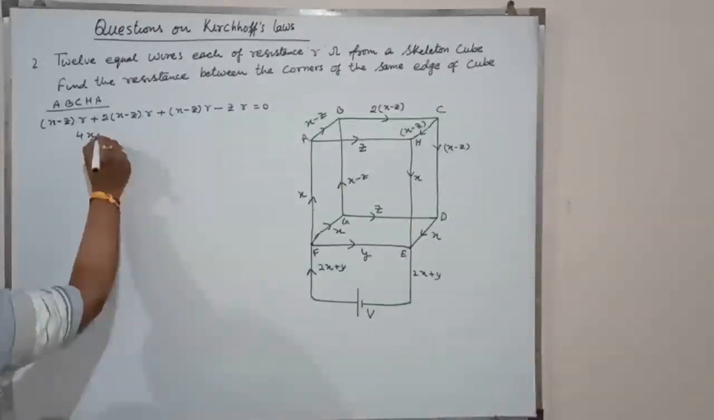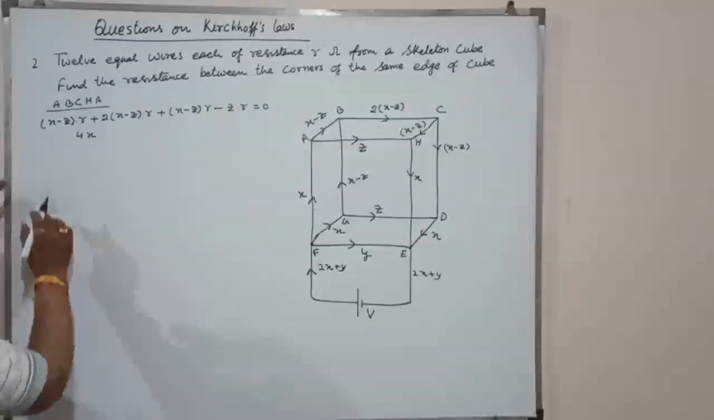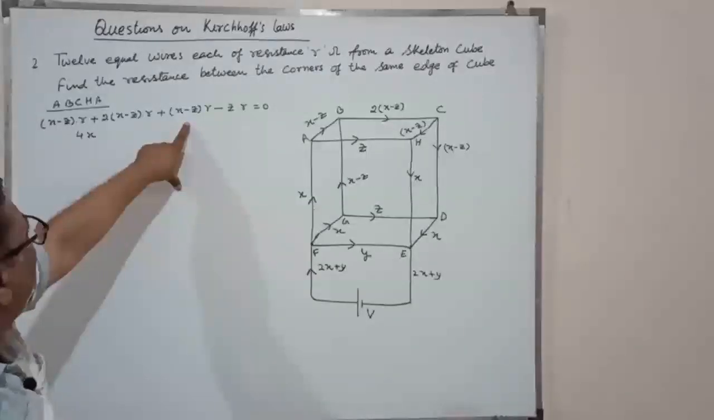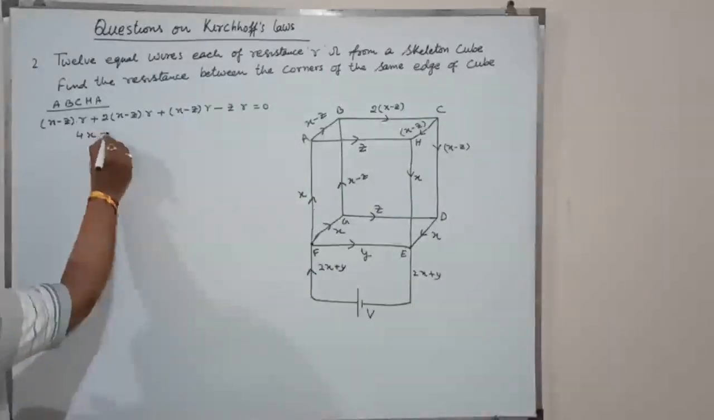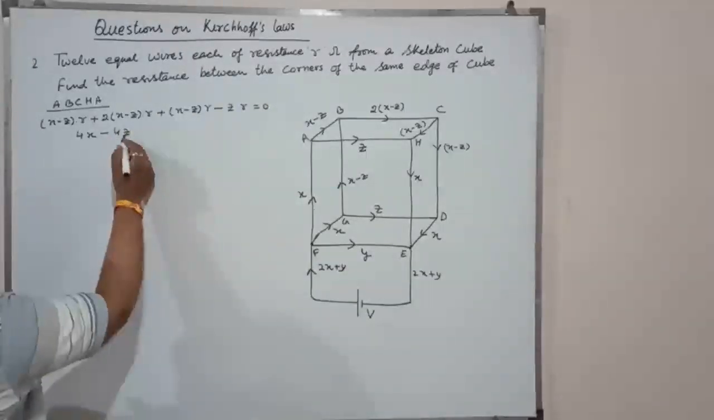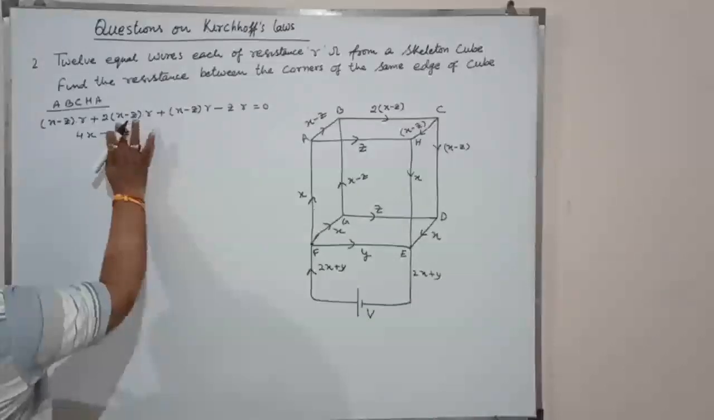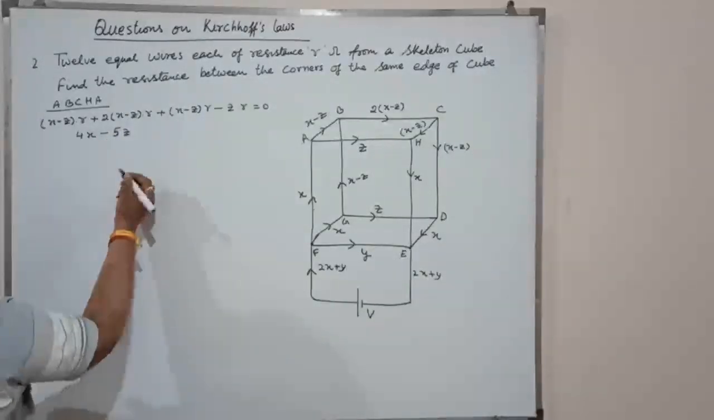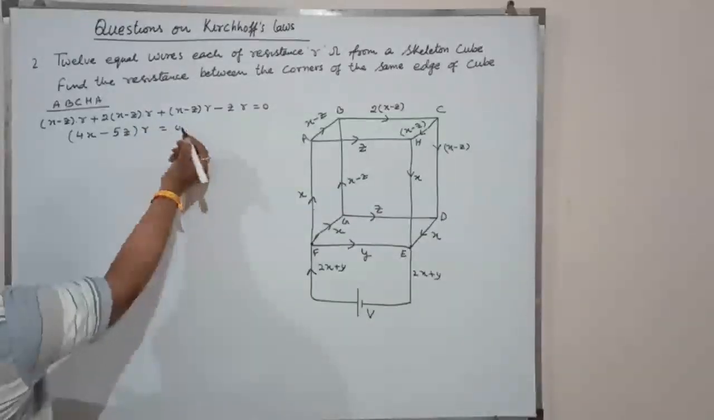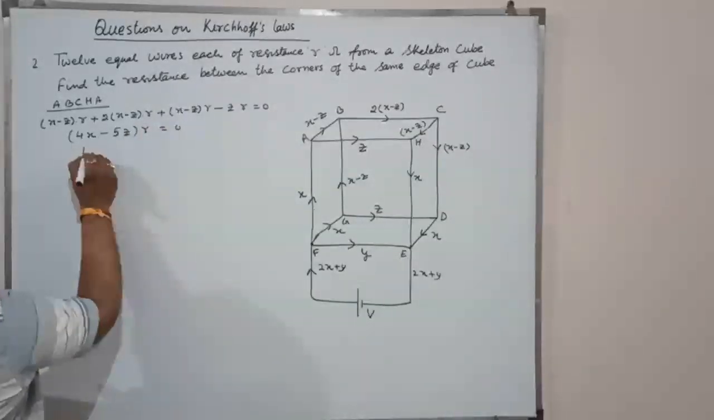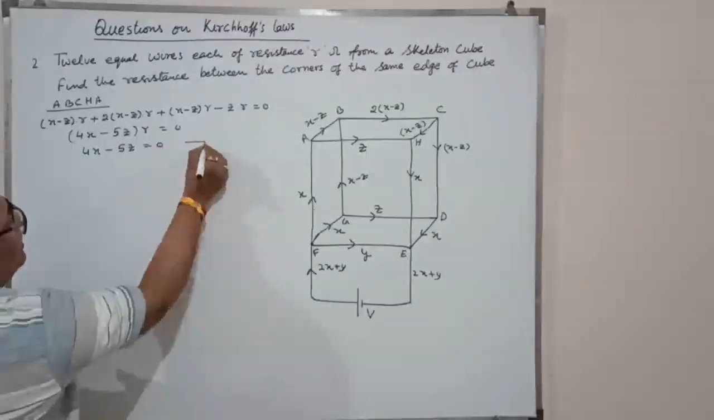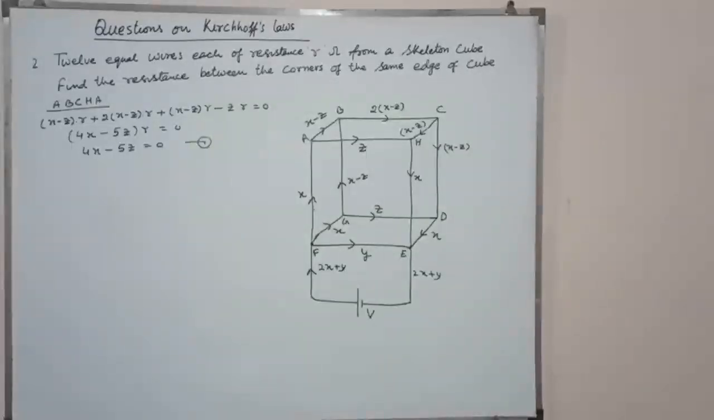And 1 or 2, 3, 4, minus 4z, minus z, this is 5z into R is equal to 0, or next step 4x minus 5z is equal to 0. This is our first equation.